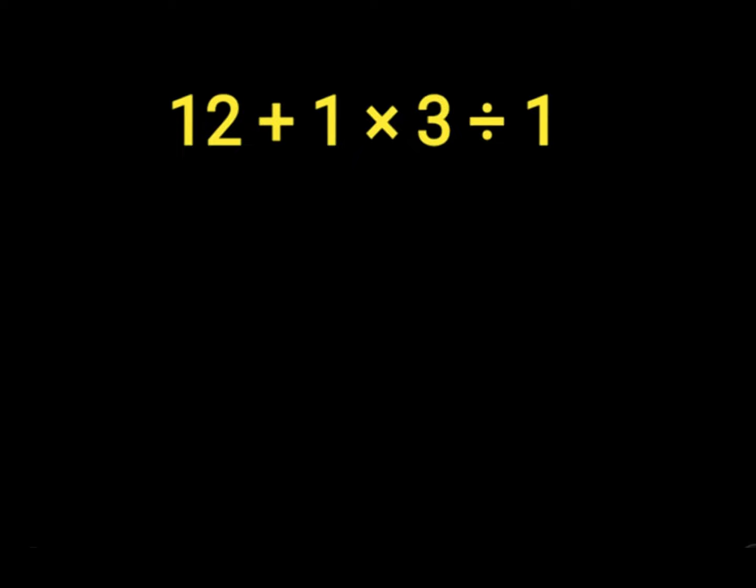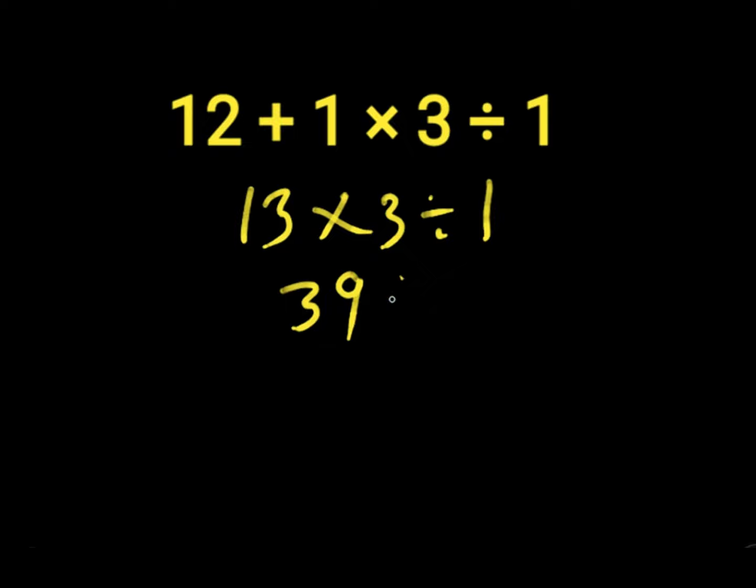Here we have 12 plus 1 times 3 divided by 1. So first of all, solve our 12 plus 1. 12 plus 1 will give us 13. 13 times 3 divided by 1. 13 times 3 will give us 39. 39 divided by 1 will give us 39.